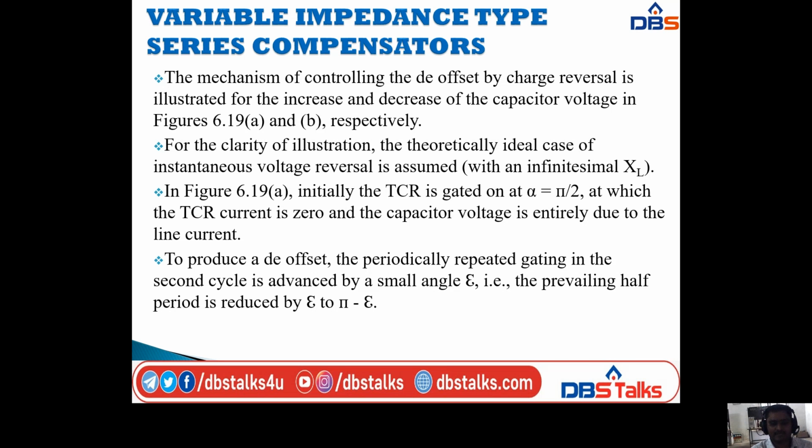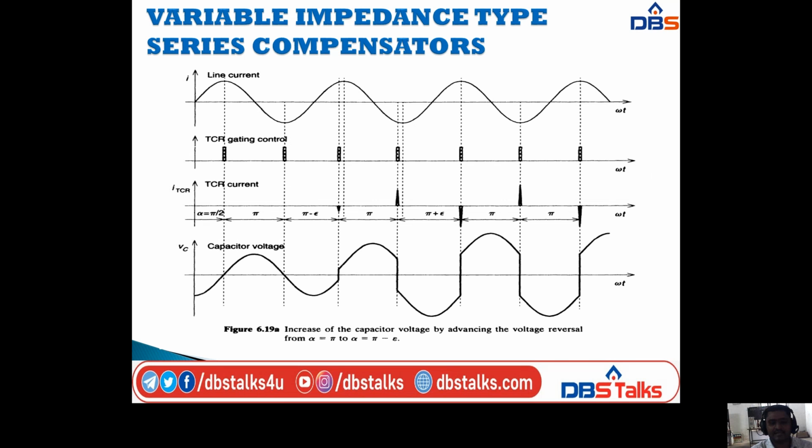I am explaining this diagram, that is 6.19a. In this one, I am increasing the capacitor voltage by advancing the voltage reversal from alpha equal to pi to alpha equal to pi minus epsilon.